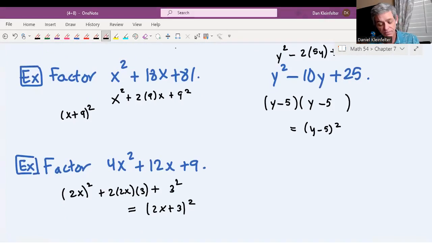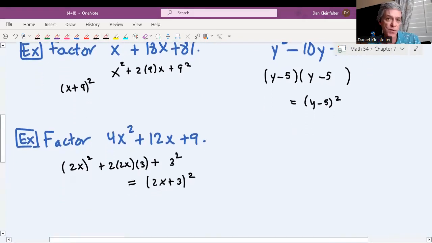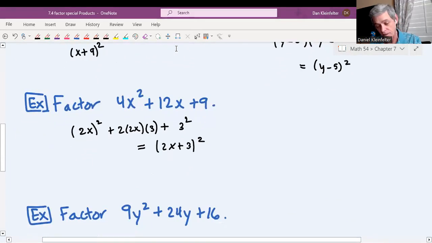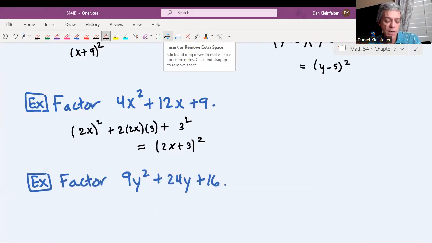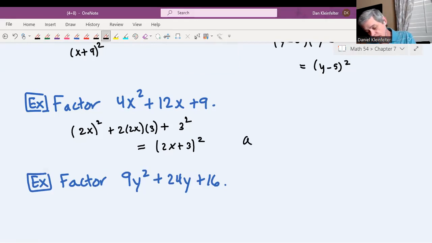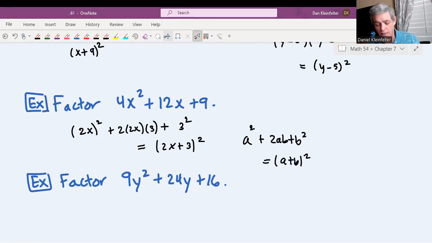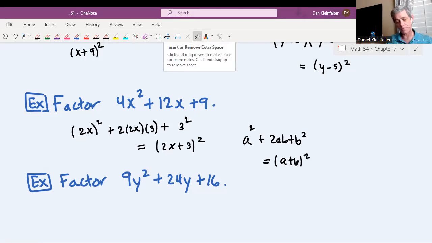Okay. That takes a bit of getting used to. Fortunately, we'll have plenty of chances to practice, starting right now. So for this one, we have 9y squared plus 24y plus 16. And we want to make this fit a squared plus 2ab plus b squared is the same as a plus b squared. So we need to make it fit that pattern.